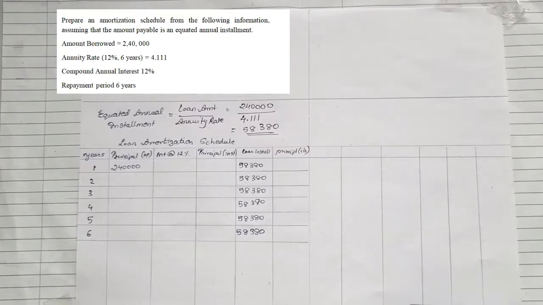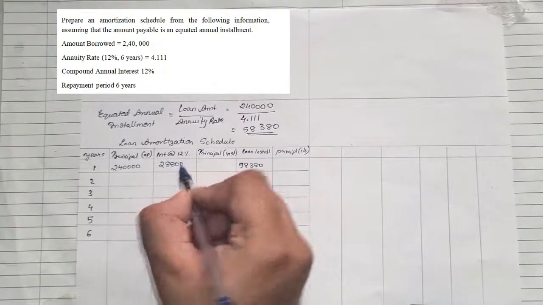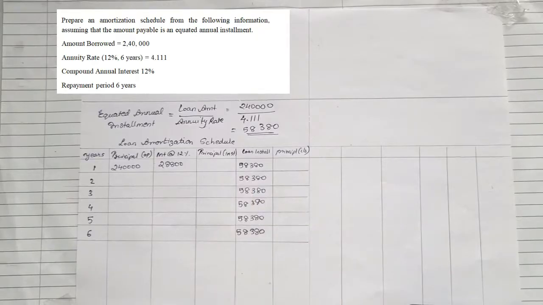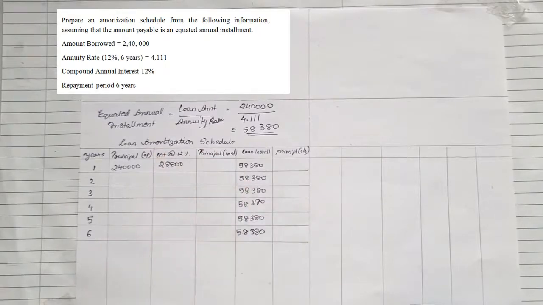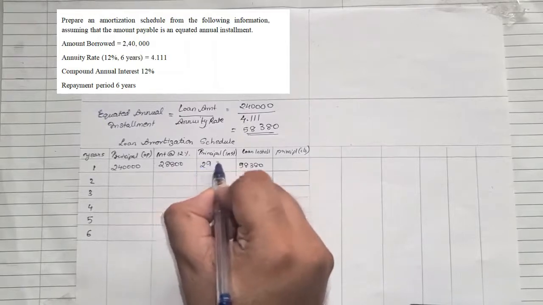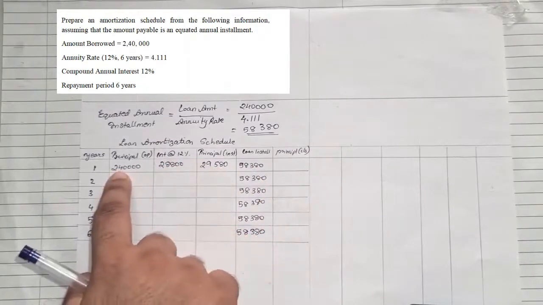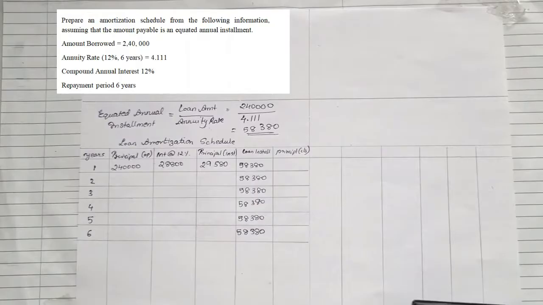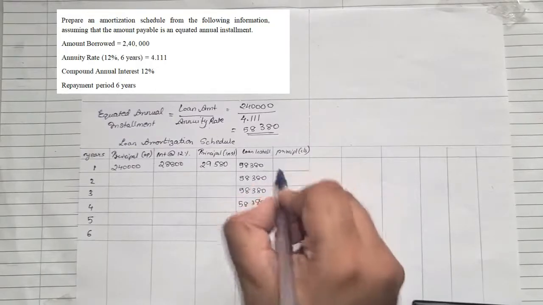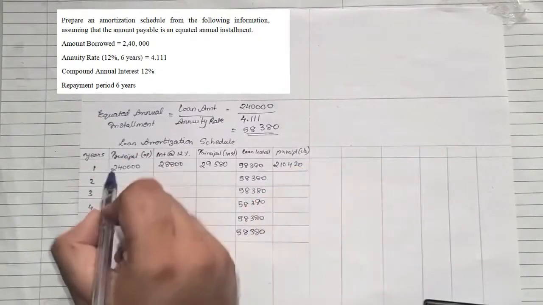Okay, now with the help of calculation, we'll see how we can go ahead. So 2,40,000 into 12%, we'll get the interest. Always interest is on the opening balance: 28,800. Now you're paying an installment of 58,380, out of which 28,800 is the interest amount. So what will be the principal in this? We subtract it and get 29,580. So loan installment minus interest will give you the principal. Now opening balance minus the principal installment will give you the closing. So 2,40,000 minus 29,580, we will get 2,10,420.